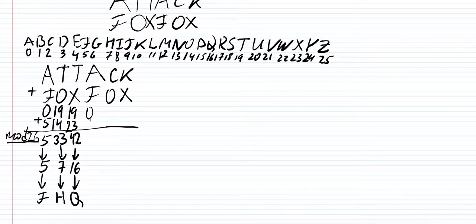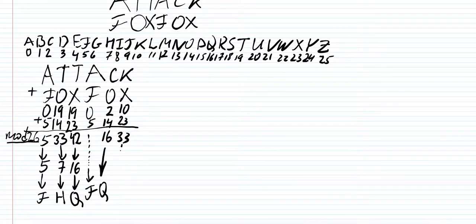The next is 0 and 5, so everything is the same as here, so we're going to get F. It's just coincidence because A and F just came out to be in the same positions. For C, we have 2, for O we have 14, so it's going to be 16, and according to our modulo arithmetic, it's still 16, and 16 was Q. And the last pair is K, which is 10, and X, which is 23. So we get 33, we subtract 26, so we're going to get 7, and so we're going to get H.